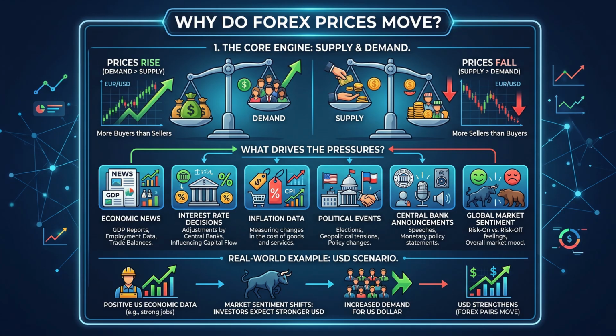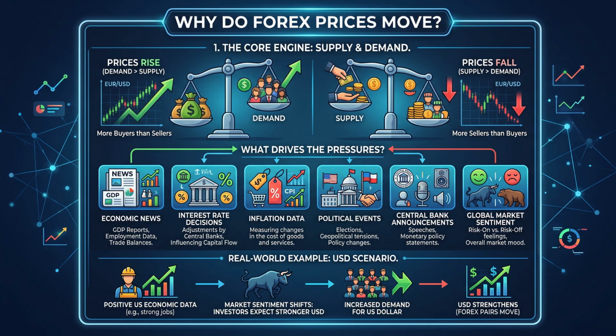Why do Forex prices move? Now the next big question is, why do currency prices move at all? The answer is simple: supply and demand. If more people want to buy a currency, its value can go up. If more people want to sell it, its value can go down. But what causes that buying and selling pressure? Usually things like economic news, interest rate decisions, inflation data, political events, central bank announcements, global market sentiment.